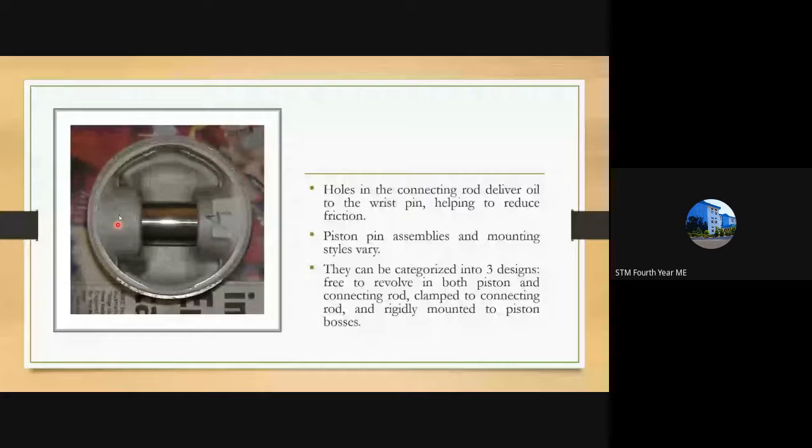Now, holes in the connecting rod deliver oil to the wrist pin. I have told you about the holes inside the piston. You can see here these holes provided inside the piston; this is the place where the oil ring is mounted. In the same way, holes are also provided in the connecting rod so as to lubricate it, which in turn lubricates the connecting rod small end. There are two ends of the connecting rod.